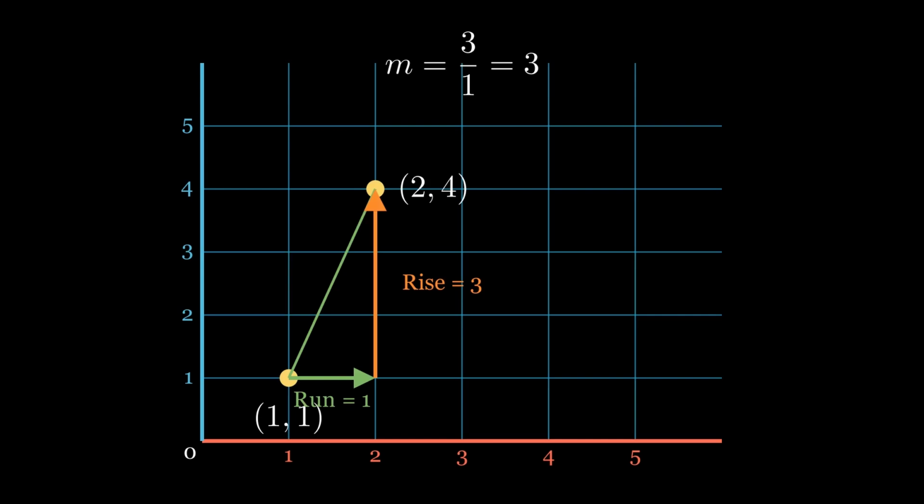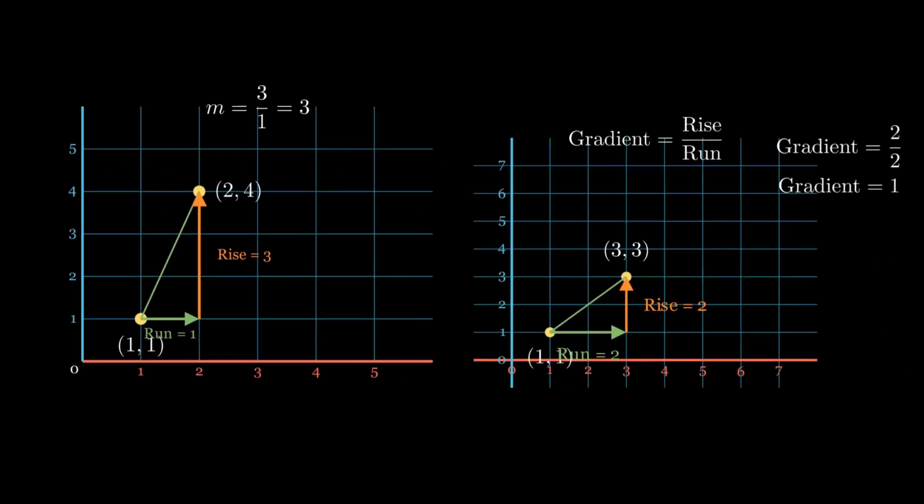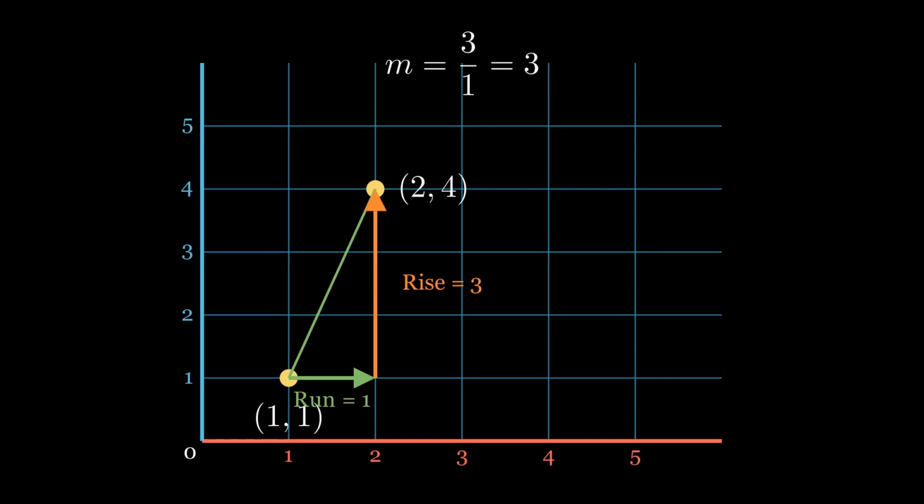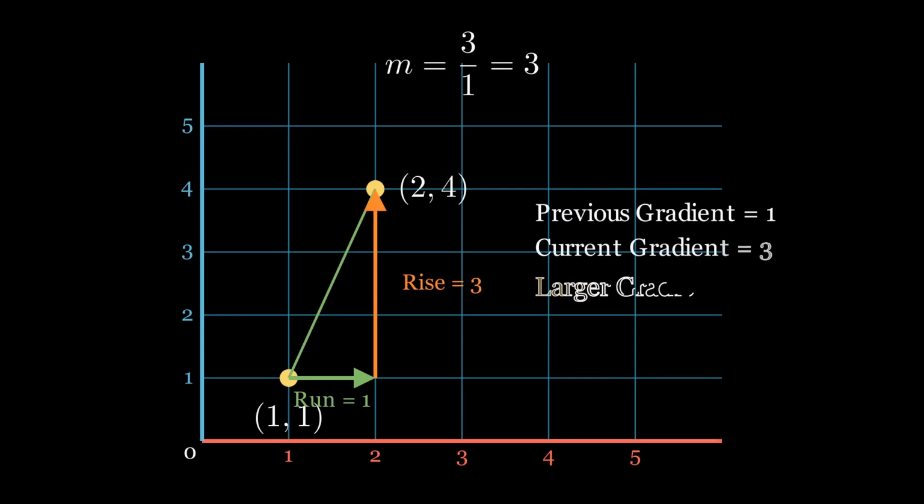Now compare this with the first line that gave us 1 as gradient. The line with a gradient of 3 rises much faster than the line with a gradient of 1. This tells us an important fact. The larger the gradient, the steeper the line. So whenever you calculate a larger positive gradient, it means the line is steeper.